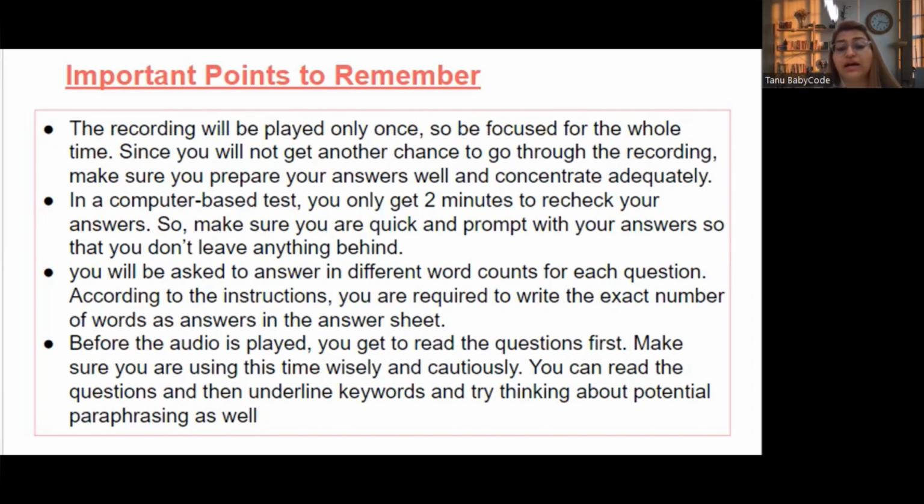Next, you will be asked to answer in different word counts for each question. According to the instructions, you are required to write the exact number of words as answers in the answer sheet. Next, before the audio is played, you get to read the question first. So make sure you are using this time wisely and cautiously. You can read the questions before, underline your keywords, and try thinking about the potential paraphrasing also.